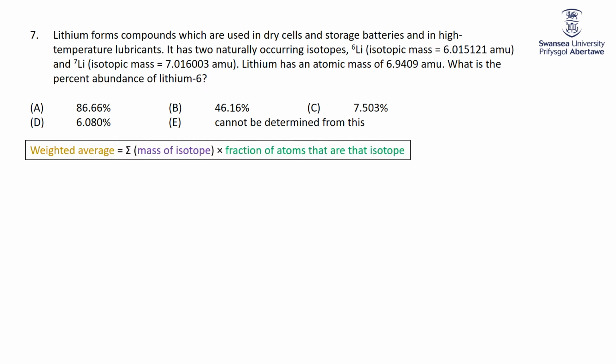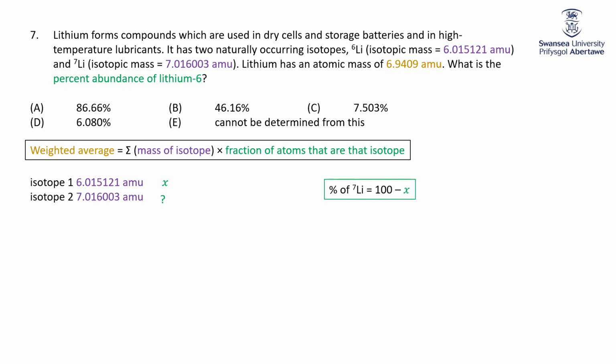Well, our weighted average is, of course, for each isotope where we take the mass, and we know the masses, multiply it by the fractions. Well, we don't know the fractions, but we are effectively asked for the fraction of lithium-6. So let's put our little table together. Isotope 1, which is lithium-6, we know the mass. X is the percent abundance or the fraction, so that's fine to have that in as X. Isotope 2, we know the mass, but we don't know its fraction.